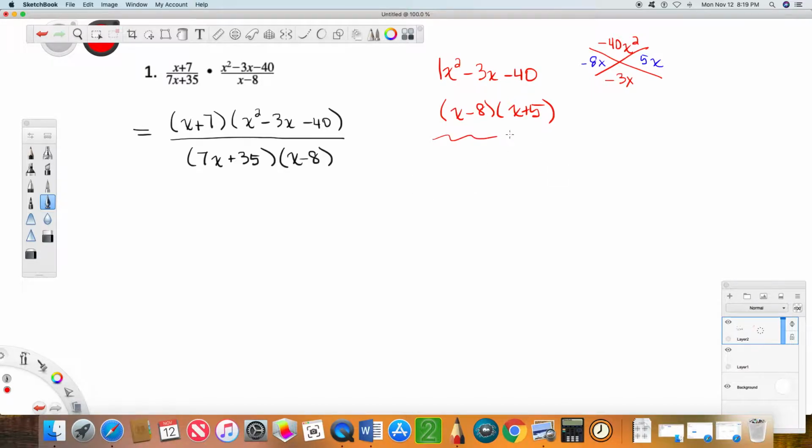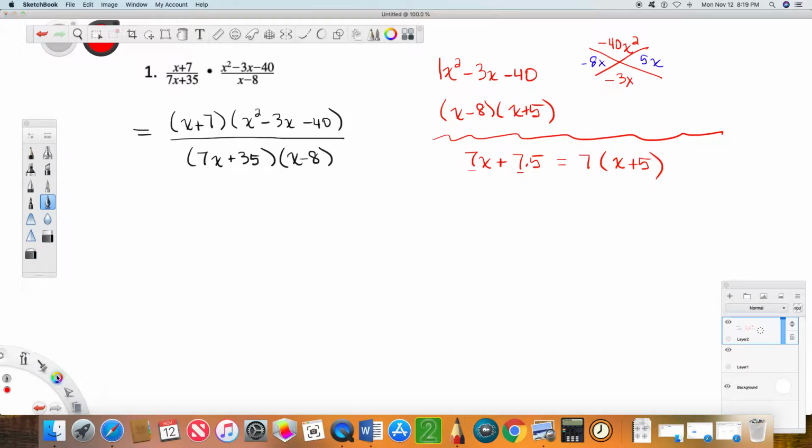Now let's also take a look at this 7x plus 35. If you rewrite 35 as 7 times 5, you notice that you have a common factor of 7 in both terms. Well, you can factor out that common factor, and what you have left will still be a binomial, but now in that first term you'll just have x, and in the second term you'll just have 5.